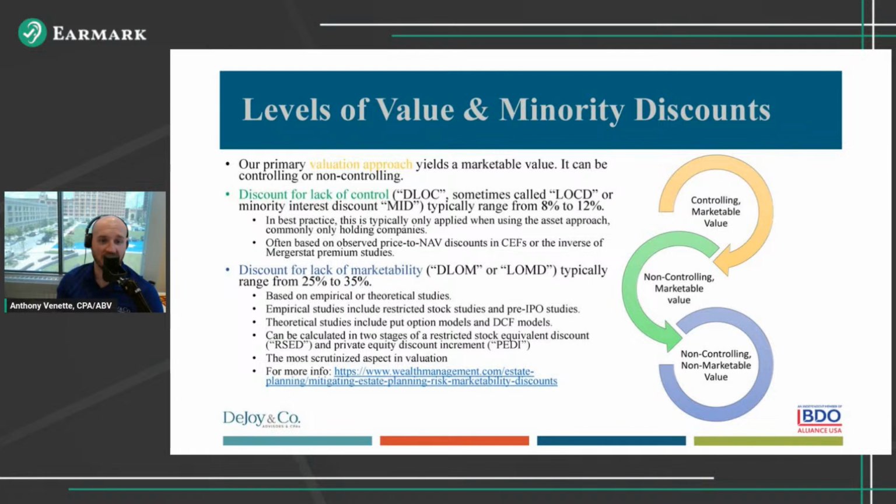Discount for lack of marketability, or DLOM, I would call it the big brother of the two. That can be much more significant, right? So we have a couple ways to approach this. And I could talk for a full hour on this alone. We have empirical data, right? So if we think about restricted stock studies or pre-IPO studies, that would make up our empirical data, where we can observe evidence in the marketplace of these. Additionally, we can look at theoretical options, right? So we have option pricing models. If we look at something like a put option, we can confer some type of lack of marketability there. Additionally, we have discounted cash flow models that can provide a similar analysis.